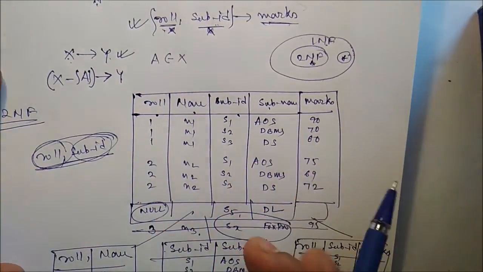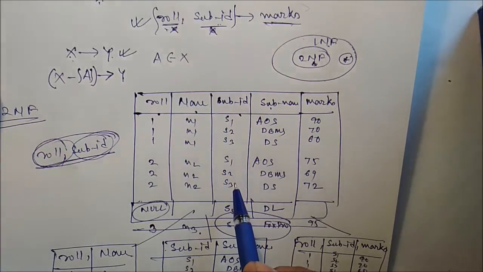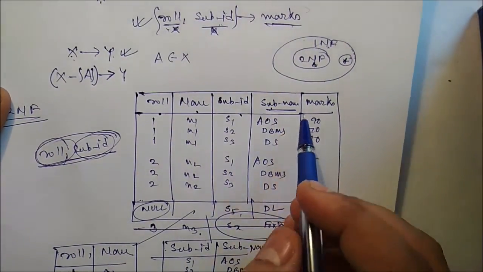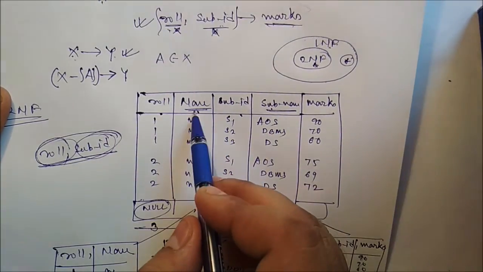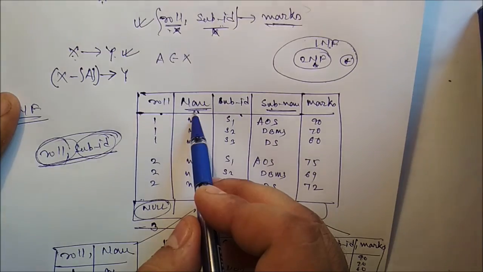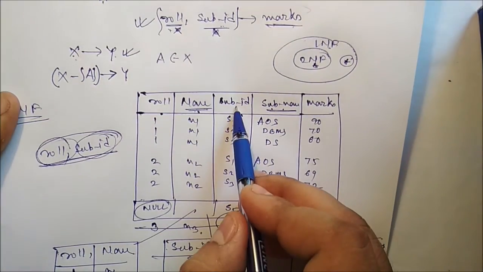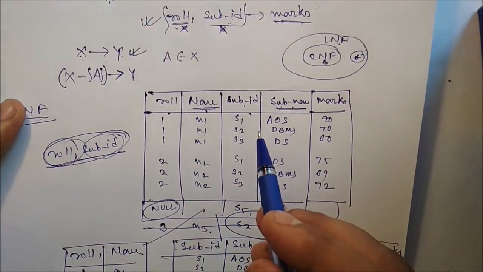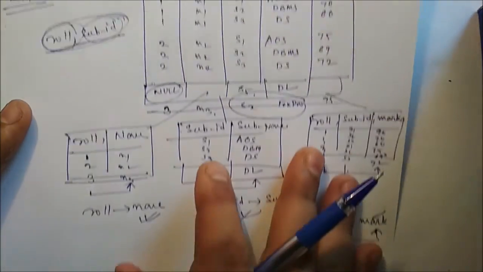Or in other words, you can say relation R is in 2NF if every non-prime attribute, say subject name or name, is not partially dependent on any key of R. So subject name is dependent on subject ID partially, and name is partially dependent on roll number. Hence, it is not in 2NF. And that is the end of this video.